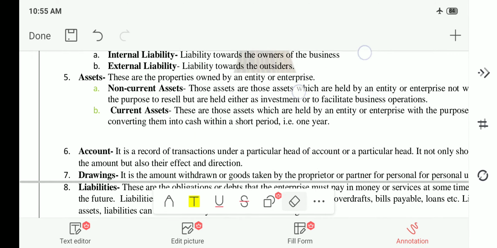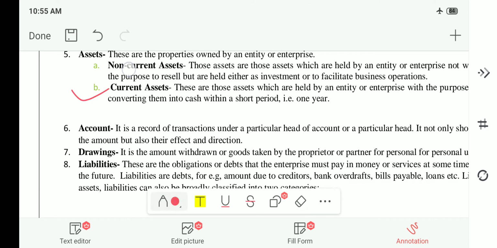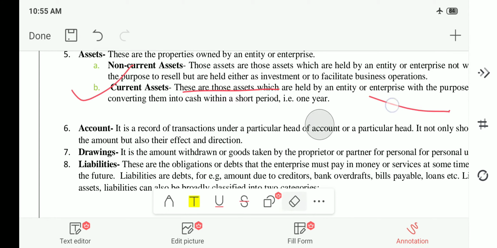Next, what are current assets? Current assets are those assets which are held by an entity or enterprise with the purpose of converting them into cash within a short period of time. That is, in accounting, a short period is nothing but within 1 year. If they have acquired that asset in order to resell it within 1 year, then it is a current asset. We can take an example of any shop.